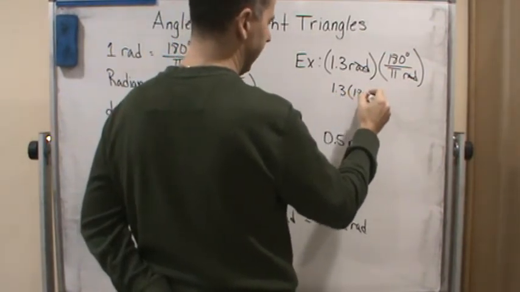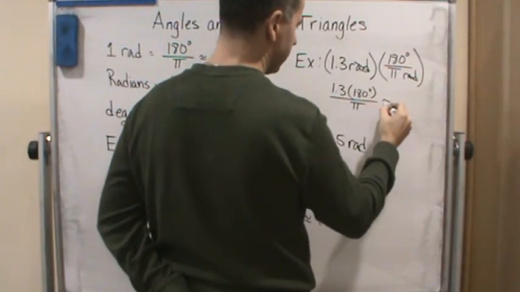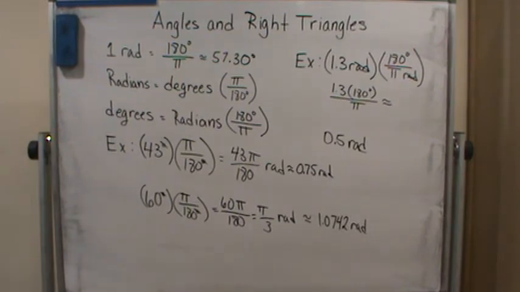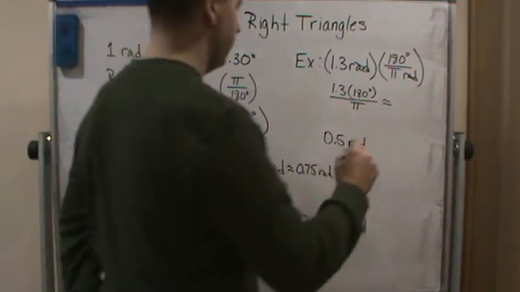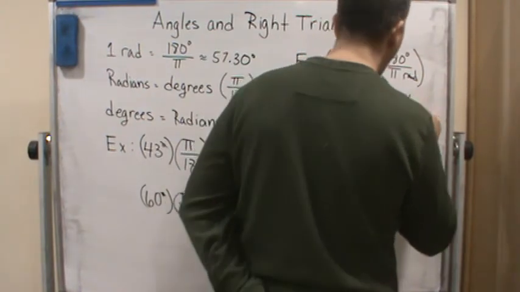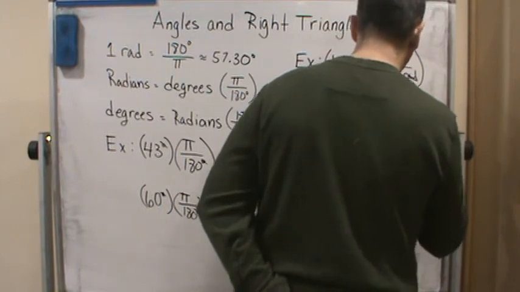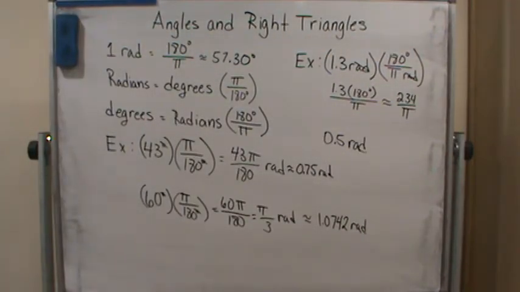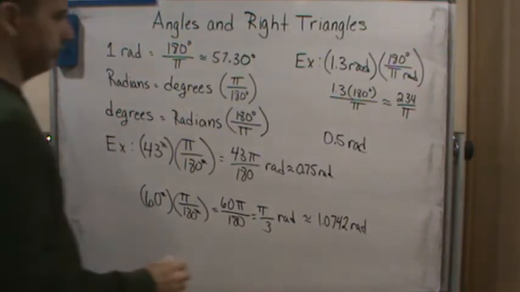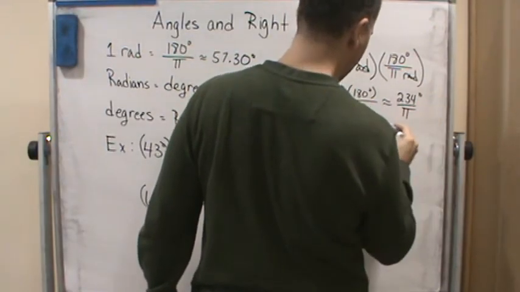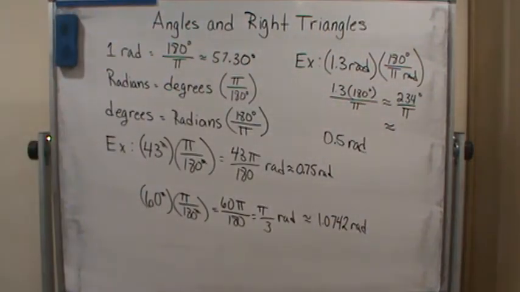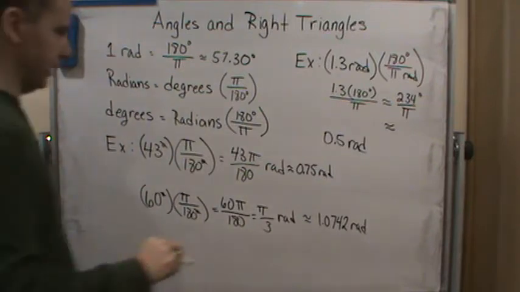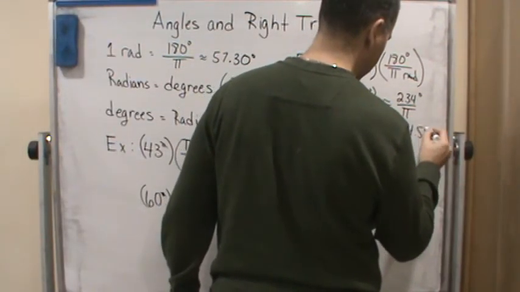1.3 times 180 degrees over pi. That's 234 over pi, and that's in degrees. Put it in your calculator, and that's going to be approximately 74.5 degrees.